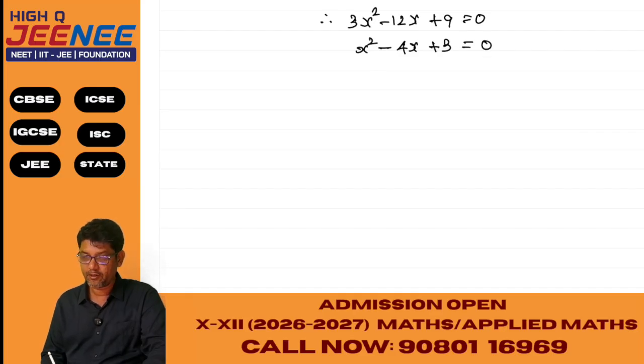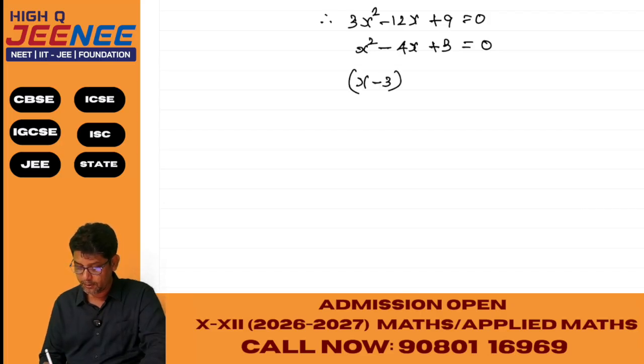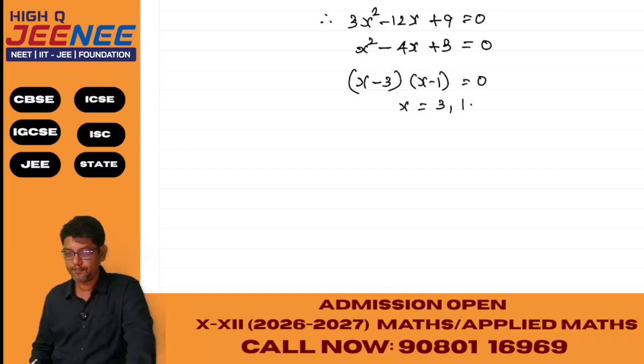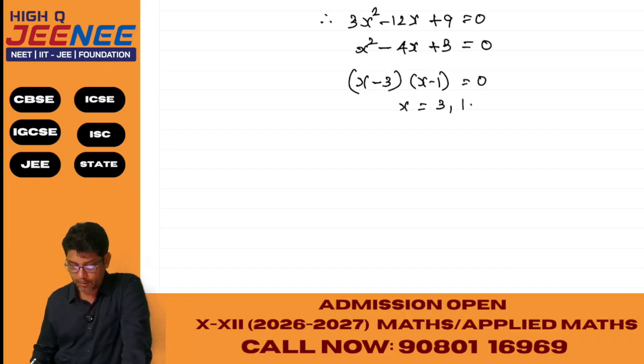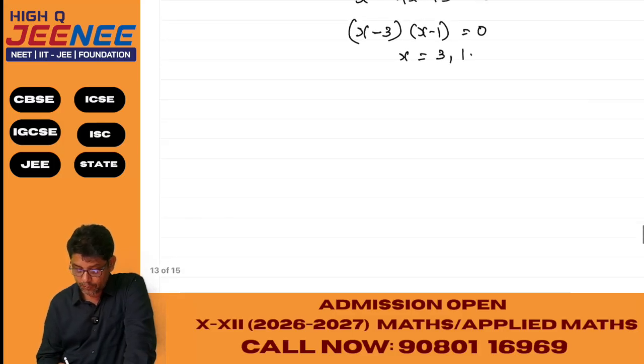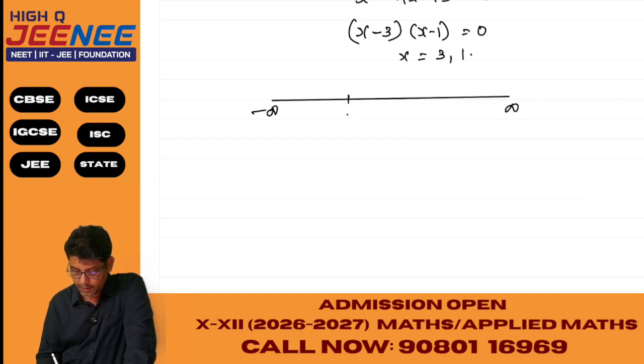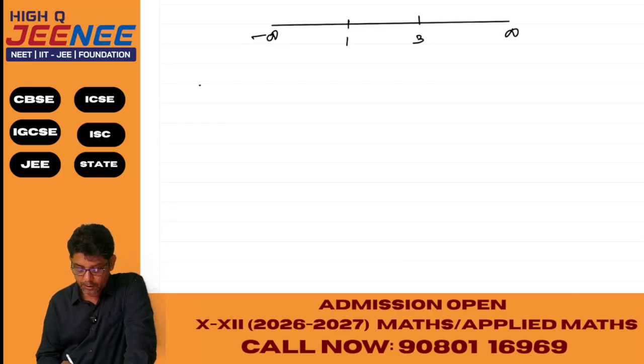It is factorizable, so what will come? X minus 3, x minus 1 equal to 0. What is x equal to? 3 comma 1. Now we need to draw the number line. So 1, 3. Now the intervals.